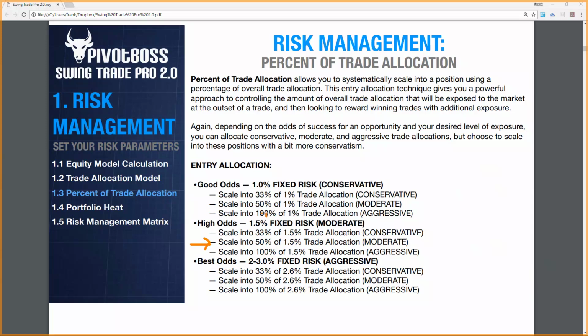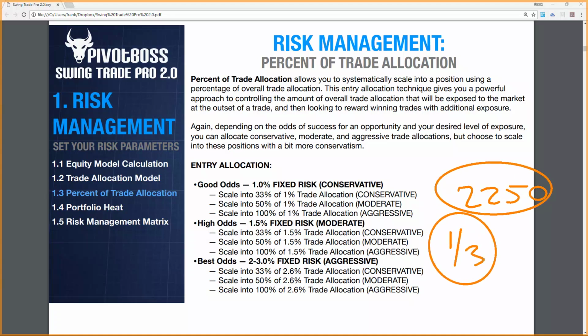So you have 1.5% of fixed risk. You have an option to scale into 50% of that trade, and that would be a moderate approach on a moderate fixed risk allocation. That's a moderate entry approach, right? You can also go into thirds. So say you had that $2,250 of full risk capital. You can say, hey, I don't want to get in half of that. Let's go a third of that, whatever a third risk is.